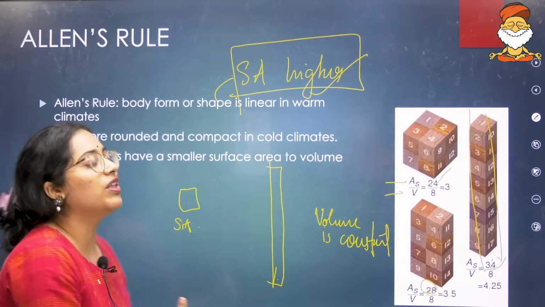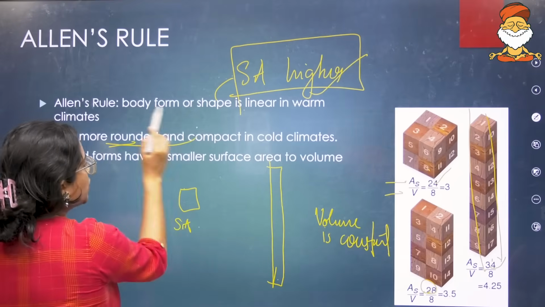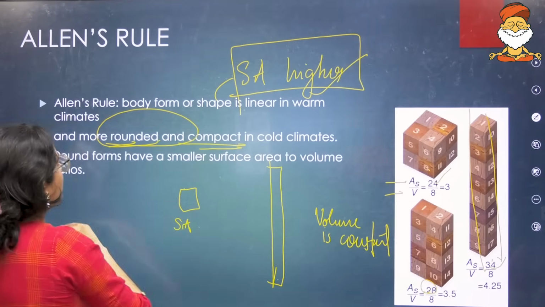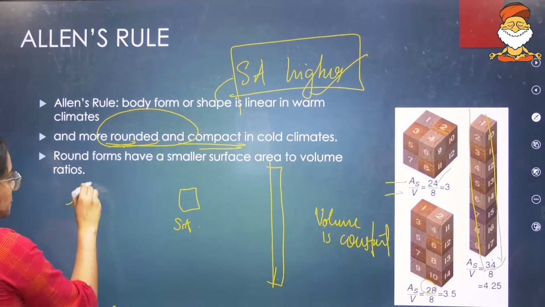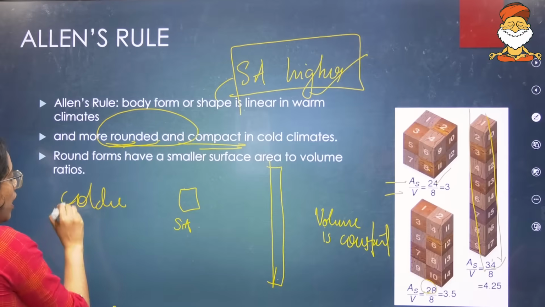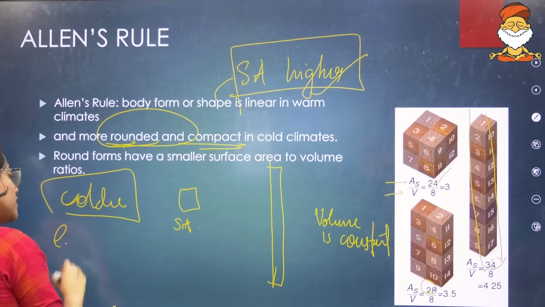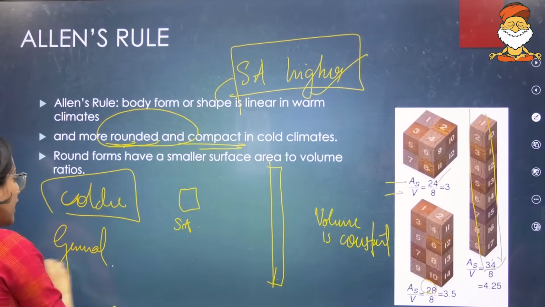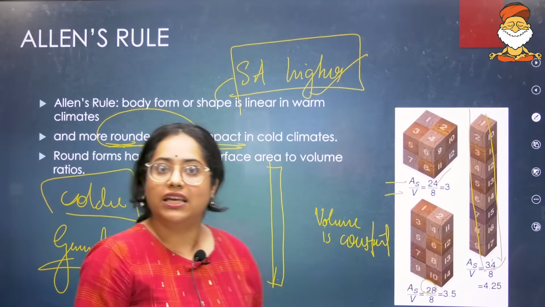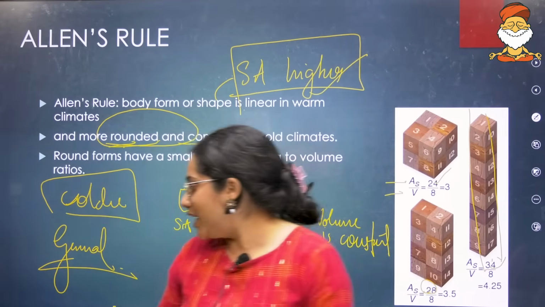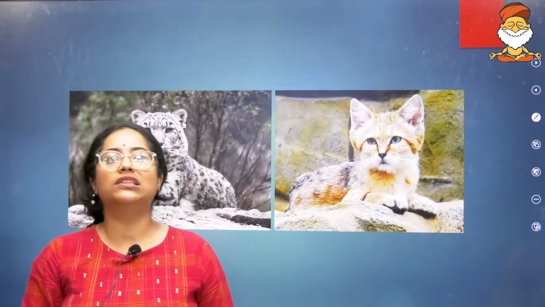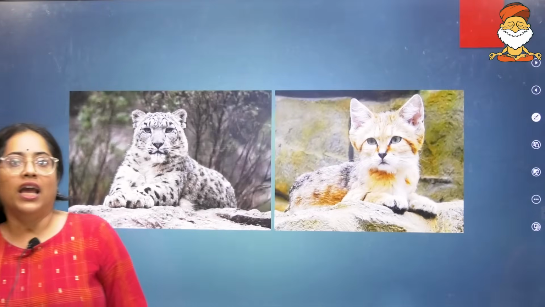To preserve the body's heat, what do you need? You need a much more rounded, compact section when it comes to your colder climates. Now this is a very general rule. Don't be like, okay, fine, this will always be the case. But for a lot of scenarios, you can use this rule and try to figure out. For example, look at this picture.